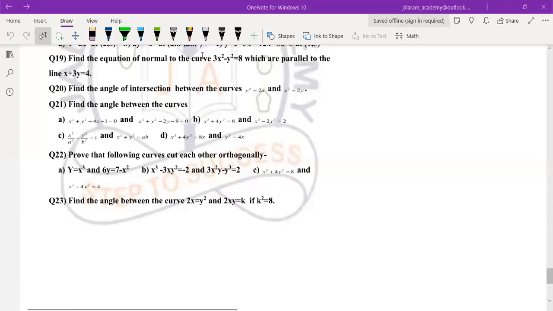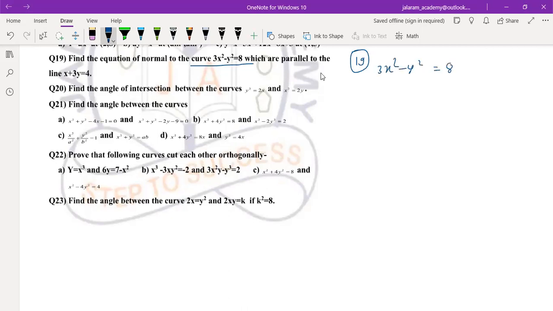The next doubt is in question number 19. Find the equation of normal to the curve 3x square minus y square equals 8, which is perpendicular to the line x plus 3y equals 4. Okay.